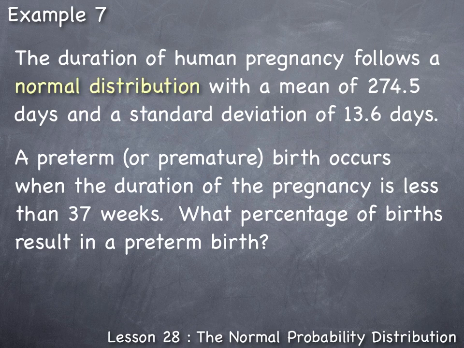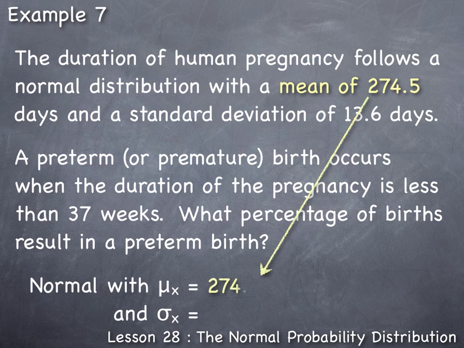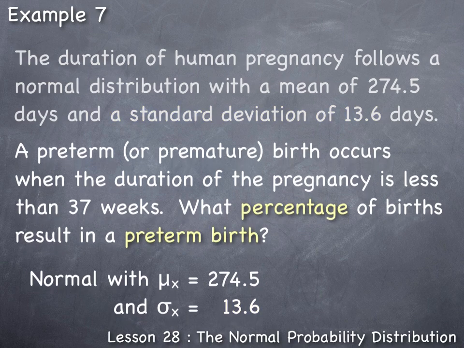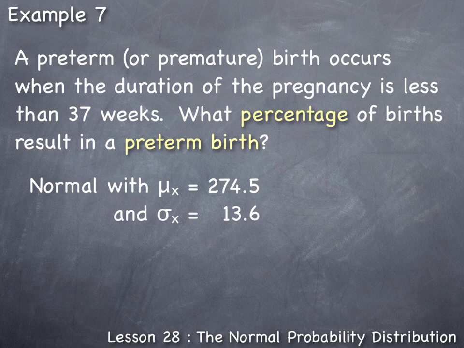Well, here we're told that the duration of human pregnancy follows a normal distribution. To completely describe the normal distribution, we need to know the value of the mean, which was 274.5 days, so mu sub x equals 274.5, and the standard deviation, which was 13.6 days. Thus, sigma is equal to 13.6. So, given these values, we can answer the question, what percentage of births result in a preterm birth?